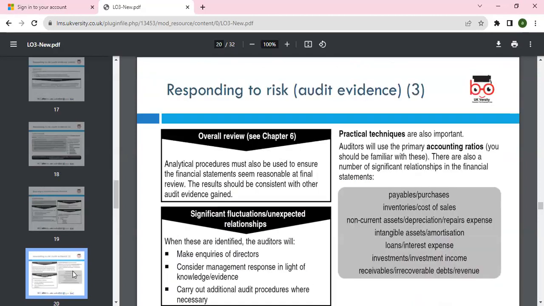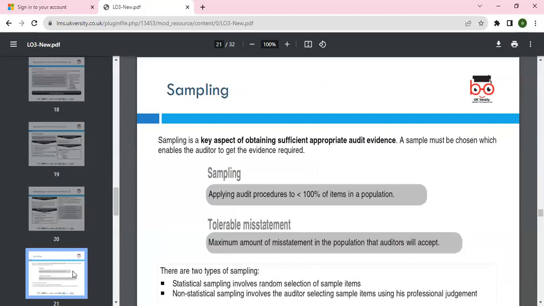Okay, then reducing risk. We need to look around. The analytical procedure must be used to ensure the financial statements seem reasonable in the final review. Yes, significant fluctuation and unexpected relationship make inquiry directed, consider management and carried out. So payables, purchases, inventories, non-current assets, intangible assets, loans, investments, all can be reviewed, and then opinion and assurance can be drawn. Accounting ratios can be used, and the sample test can be sampling.